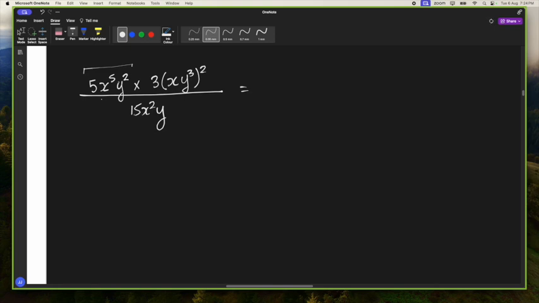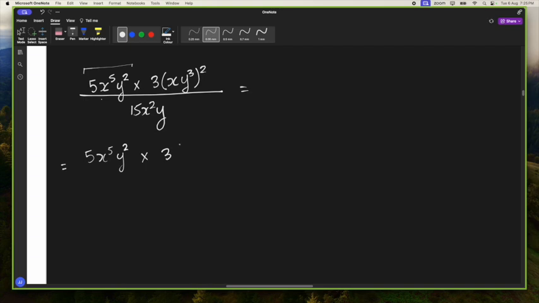Now, this 5x to the 5y squared, I'm not going to do anything with that here. I have no brackets in it. I want to tackle these brackets first. So notice the story here. I'm going to put 5x to the 5y squared. Even though I am doing nothing with it, I'm writing it again. Don't be lazy about it.